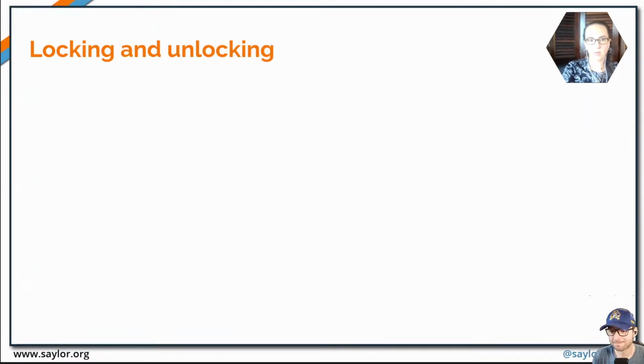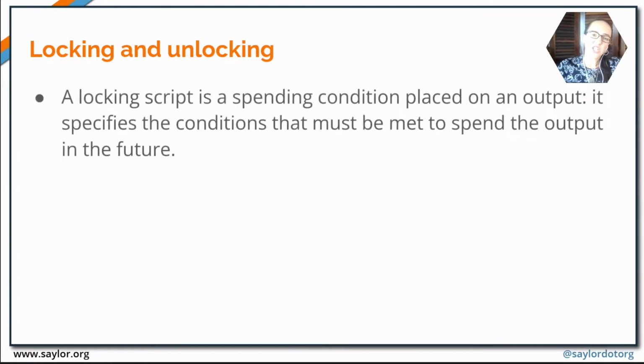Awesome. All right, let's move along to the locking and the unlocking, which we have been through many, many times now, but it is just as relevant as it was the first time we talked about it. A locking script is a spending condition placed on an output. It specifies the conditions that must be met to spend the output in the future, right?